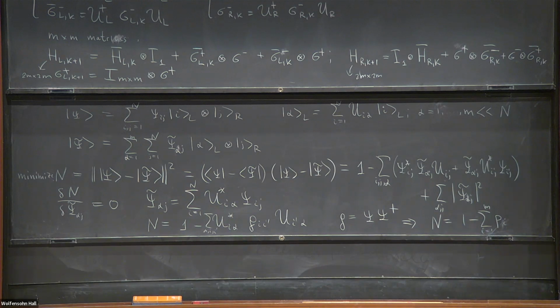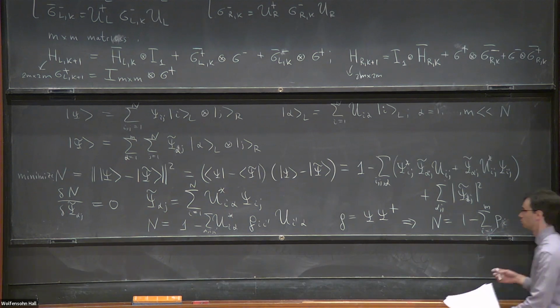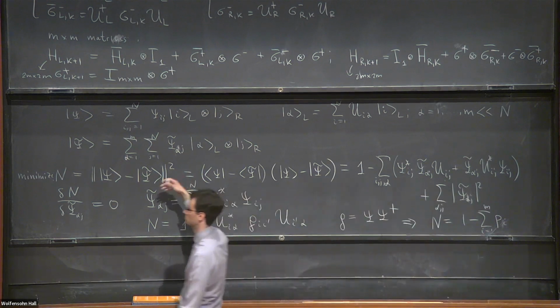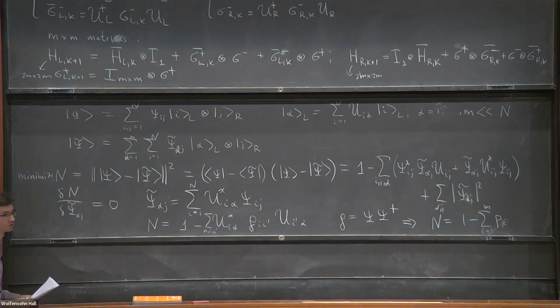So that's essentially what underlies this DMRG principle, is to do optimization, or variational optimization, of our quantum states.